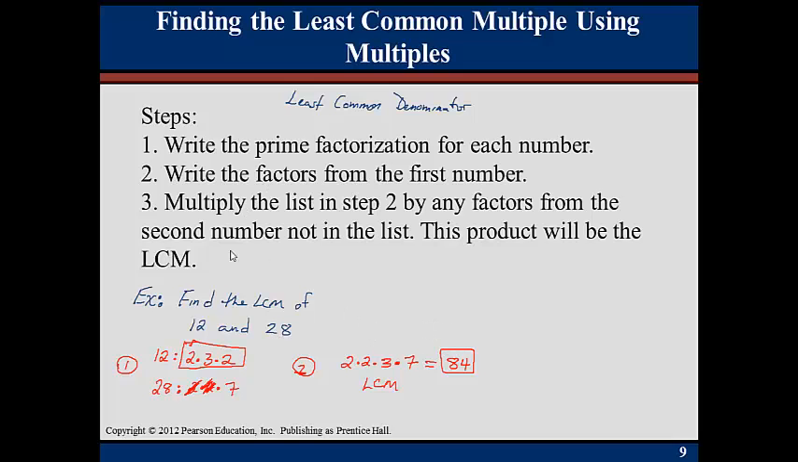So step 1, begin by writing the prime factorization for each number. Step 2, write the factors from the first number. Step 3, add to this list any factors from the second number that's not already in the list, and this will become your LCM.